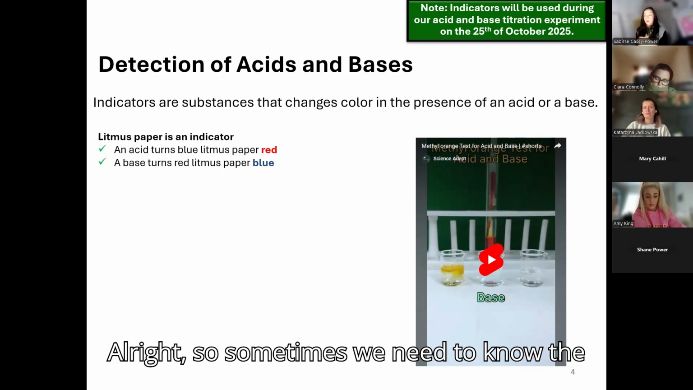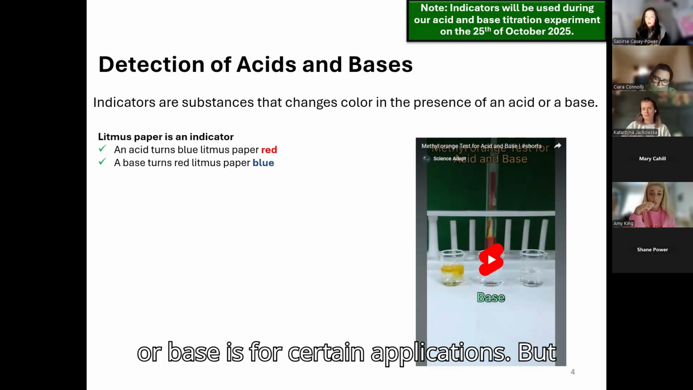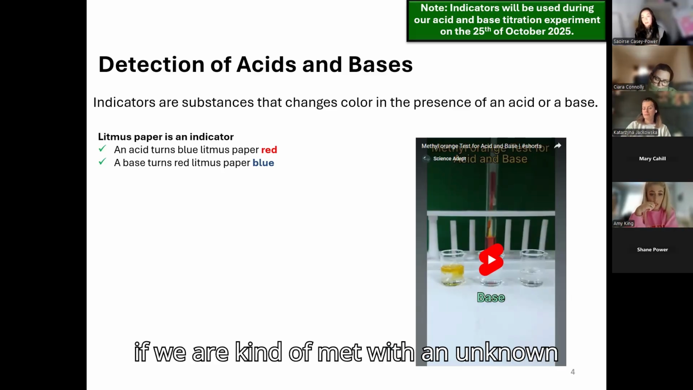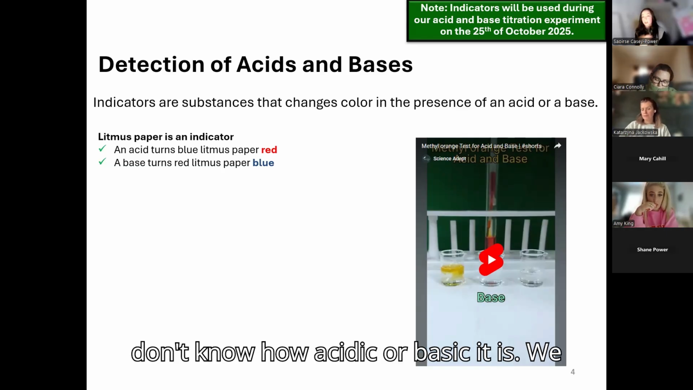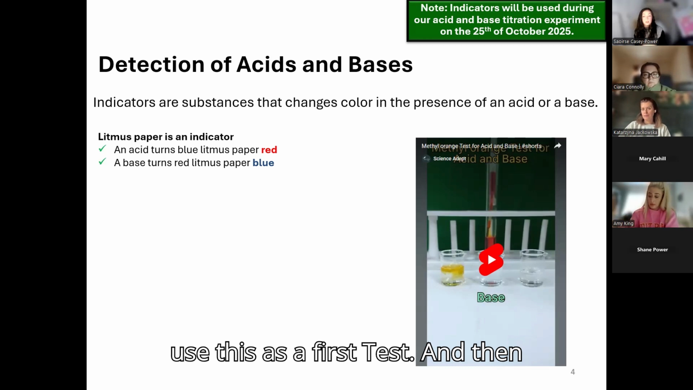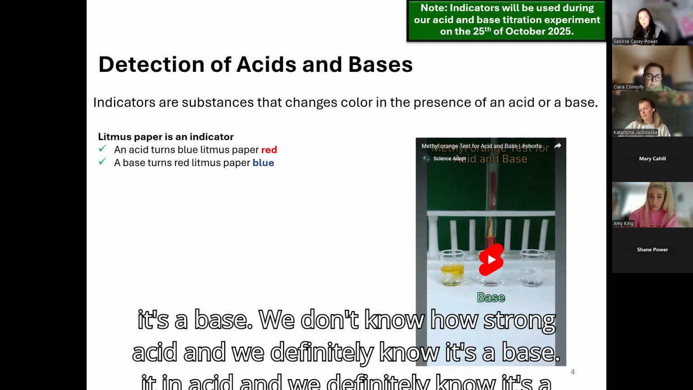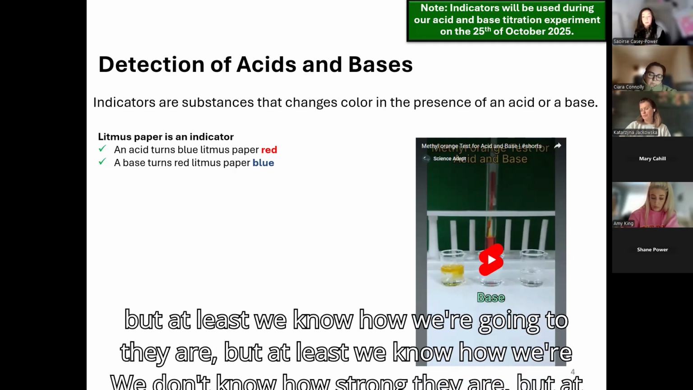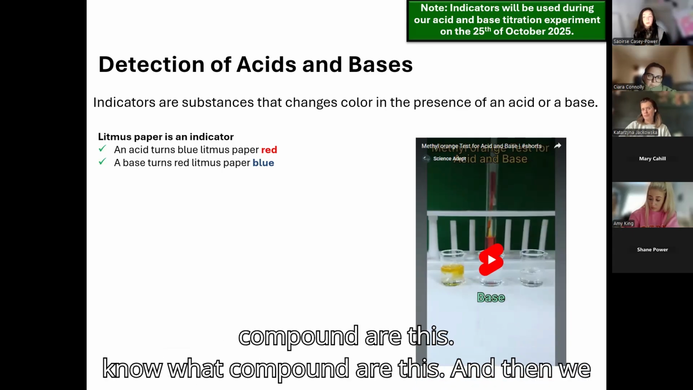Sometimes we need to know exactly how strong the acid or base is for certain applications. But if we are met with an unknown solution, and we don't know what it is, or how acidic or basic it is, we use this as a first test. Then we definitely know it's an acid, or we definitely know it's a base. We don't know how strong they are, but at least we know how we're going to deal with it further, because we know what compound it is.